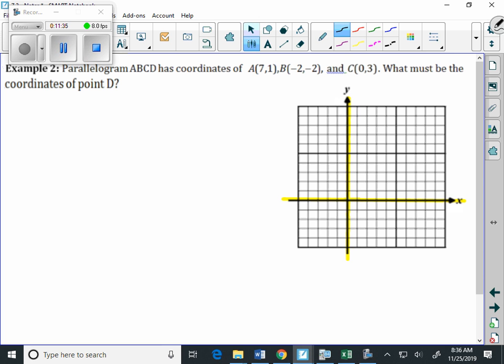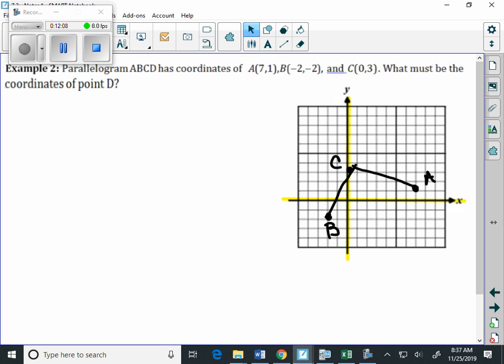So 7, 1. 1, 2, 3, 4, 5, 6, 7, 1. Here's A. -2, -2. Here's B. 0, 3 is C. And we want to find D. So what we've got so far, oh dear, and that little bit of disorientation is what we have. So now what we want to figure out is, well, what is point D? And when we do this, I wish that my picture was a slight bit better. I'm going to color code it a little bit here, and this one is 0, 3.